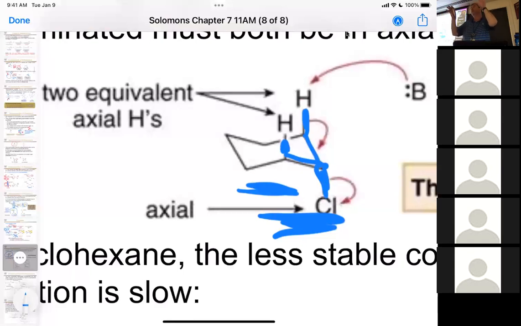It's in chair 1 90% of the time, it's in chair 2 only 10% of the time. It only reacts in chair 2. So only 10% of the available material can even react with the base. So if only 10% can react, it's going to slow the reaction down. It has to wait until it goes from chair 1 to chair 2, then it can react. It'll all go eventually, but it's going to be slower. Does that make sense? All right.